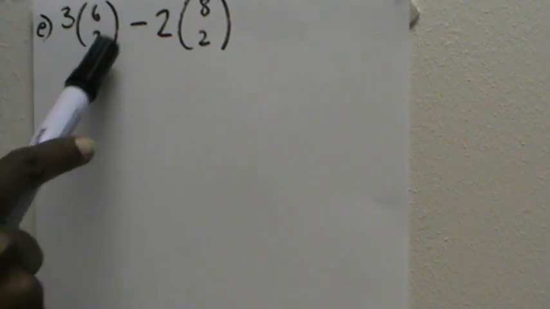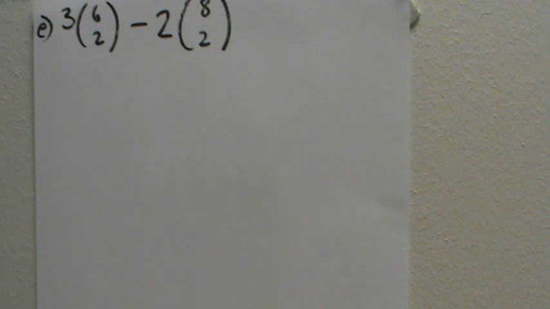This is E. Okay, so I have 3 multiplied by 6 choose 2, minus 2 multiplied by 8 choose 2. And I'm supposed to do this without a calculator. So you need to remember the formula for something choose something else. So I'll just write it over here.